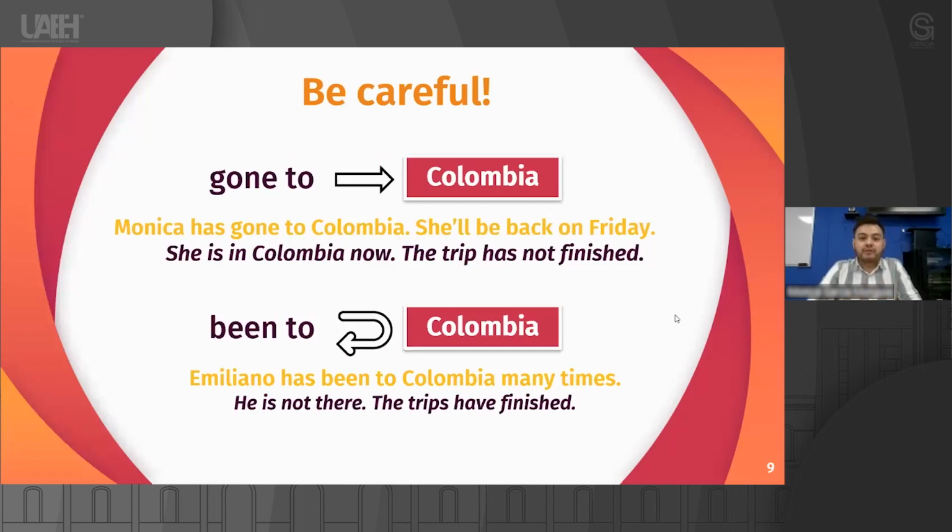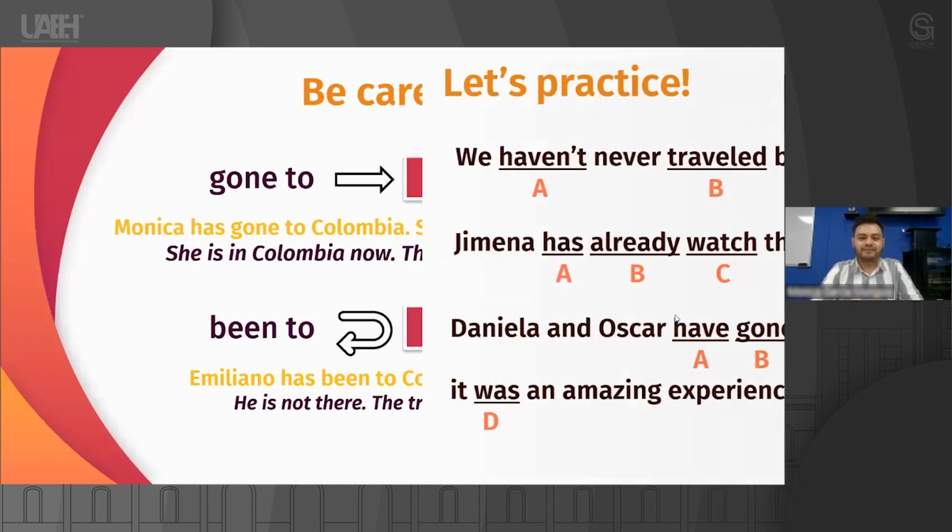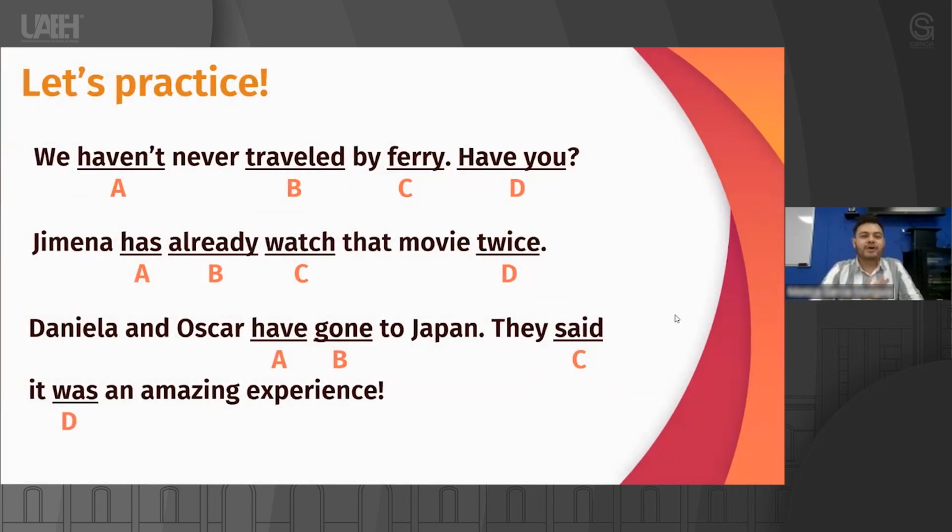So one more time, be careful with these two words. Gone means to go to a place and stay there for a time. And been means to go to a place and return. All right? Let's practice a little bit. I got these three sentences and each of them has four underlined words. One of the underlined words is not correct, but the words themselves are correct. So do not pay attention only to the words that are underlined, A, B, C, D. Read the complete sentence, try to analyze, because the mistakes are in the structure.